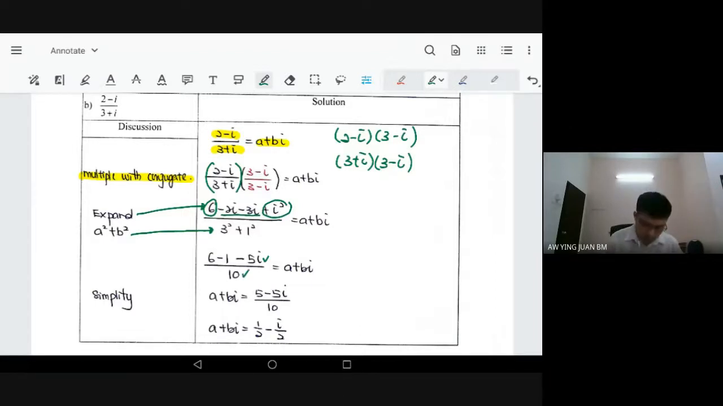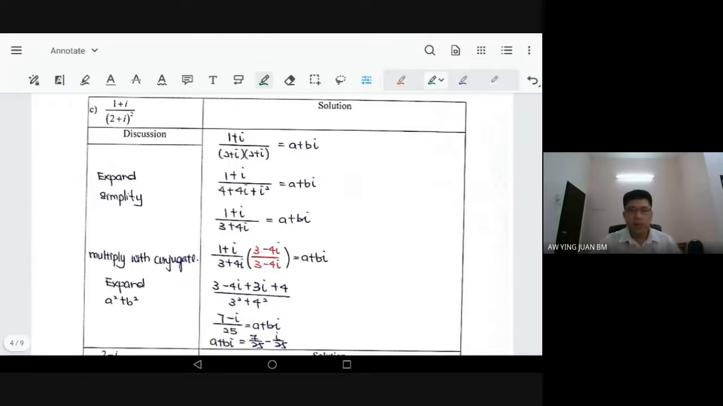Next, simplify. So, saya dapatlah jawapan saya 1/2 minus I over 2. Jelaskan. A equals to 1/2. B equals to negative 1/2. Harap faham. Perkara yang sama macam soalan B tadi. Cuma saya add on the square.